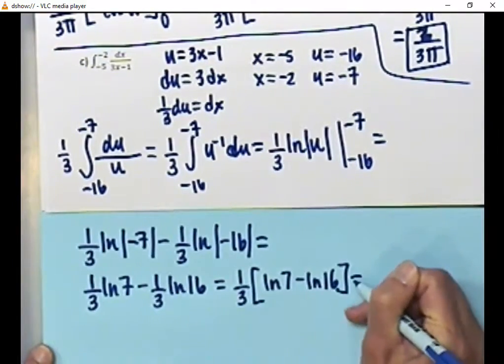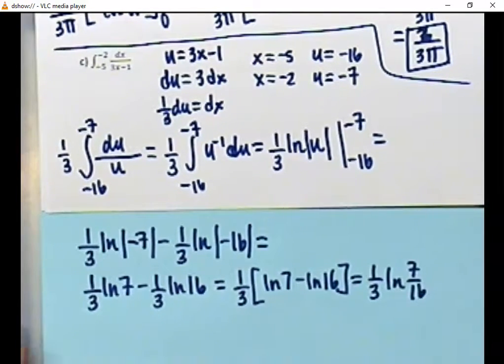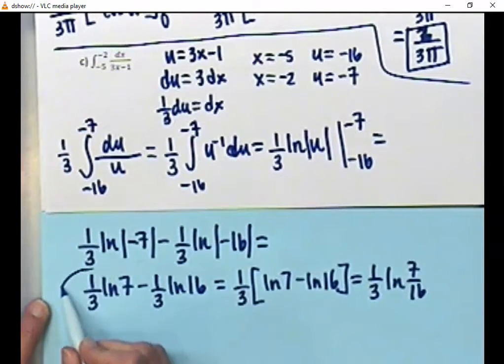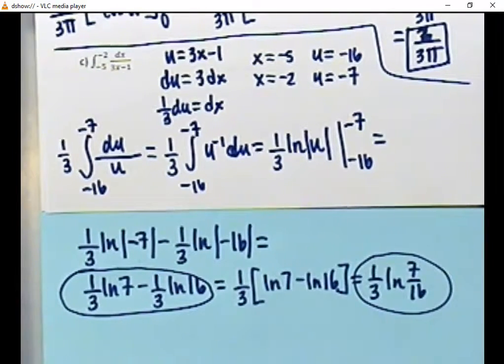And then combine this into division, and it'll become 1/3 natural log of 7/16. So that would be another form of the answer. So there are multiple forms. Sometimes when you're checking your answer in the back of the book, I would accept this or this. Those are all the same. So they're different forms of the same answer. There's probably something else you could do. What's a 1/3 in front? What can you do with a number in front?